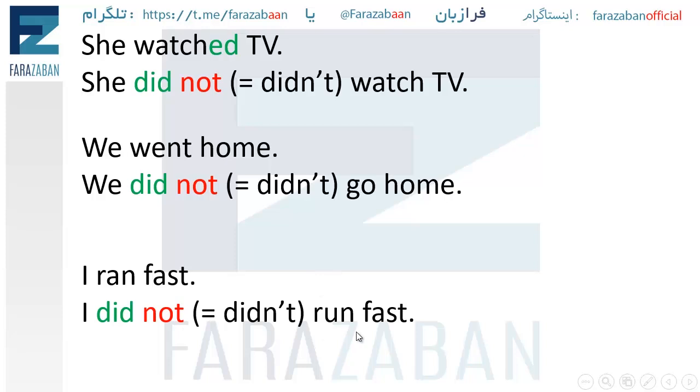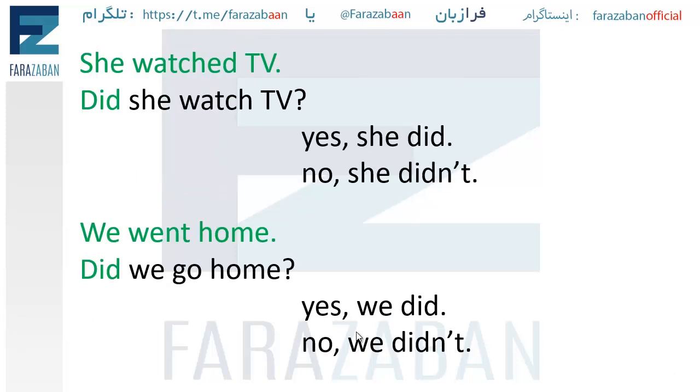So when did comes in the sentence, it takes the concept and form of the past, and removes this duty from the verb. So the verb comes simply. She watched TV. We said that the auxiliary verb for past simple tense is did. So for a question: Did she watch TV? We have did, so the verb is base form. Did she watch TV? Yes, she did. No, she didn't. Did you watch TV? Yes, I did. No, I didn't.